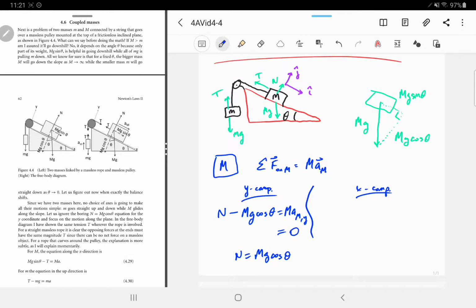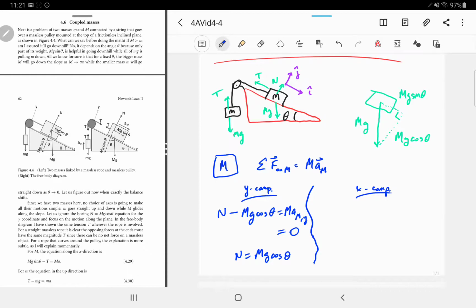So that's true, but not really useful for finding the acceleration in this problem. It would be helpful if we had a frictional force as well and we needed to find that frictional force. The frictional force would depend on this normal force. But because this problem doesn't have friction, we're not going to need that part. The x component.